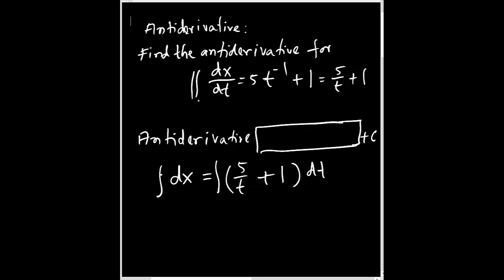Now this one, you know, the integral of dx is just x, and this one will give you 5 natural log of t plus t, because 1 will give you t, and add a constant, or you don't have to because I have already a constant there. So when you write your answer, carefully write 5 natural log of absolute t plus t, and you are done for this.